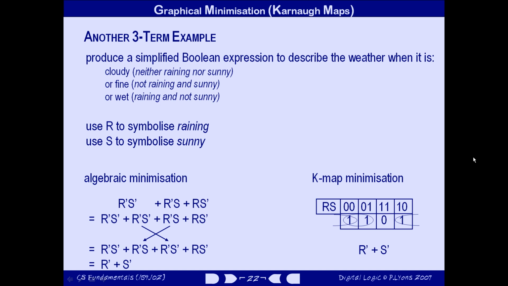K-maps, on the other hand, remain tractable until you get to systems with more than about 5 variables, when they simply become too complex to draw. However, for complex systems, there are software minimization techniques that can handle any number of variables, and they're in fact generally based on the K-map technique.